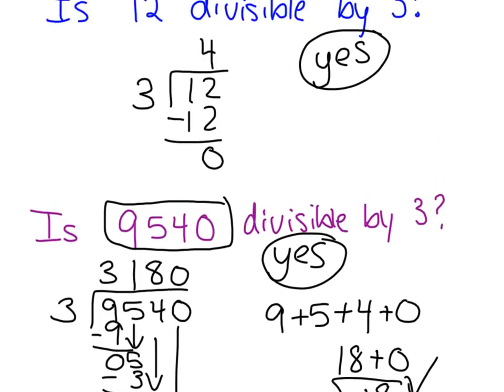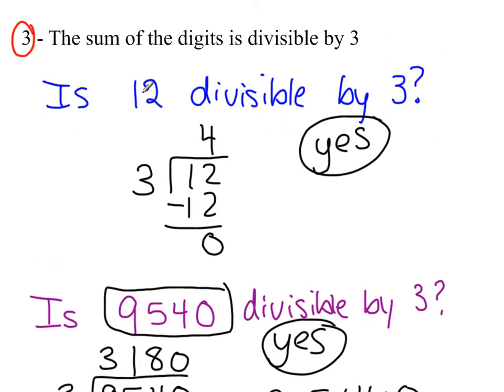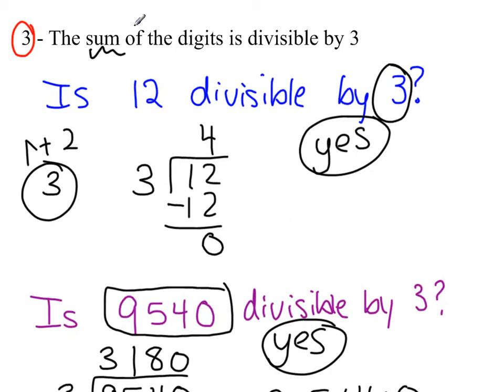Same deal for up here with 12. 12 is kind of a silly one to do it with because you know your multiplication tables. But if you did 1 plus 2, 1 plus 2 is 3, and 3 is definitely divisible by 3. So life is beautiful. So if the sum of the digits, that means adding up all the digits, is divisible by 3, then the original number is divisible by 3. So 2 and 3 are fairly nice.